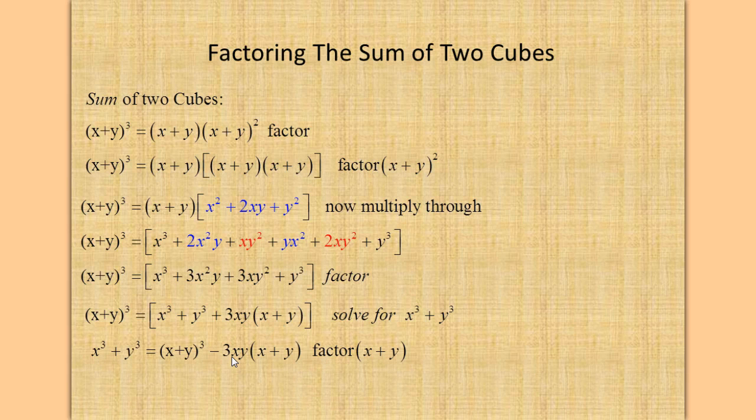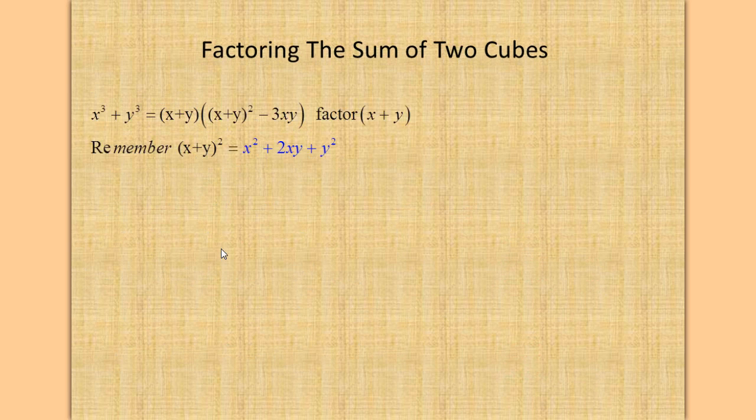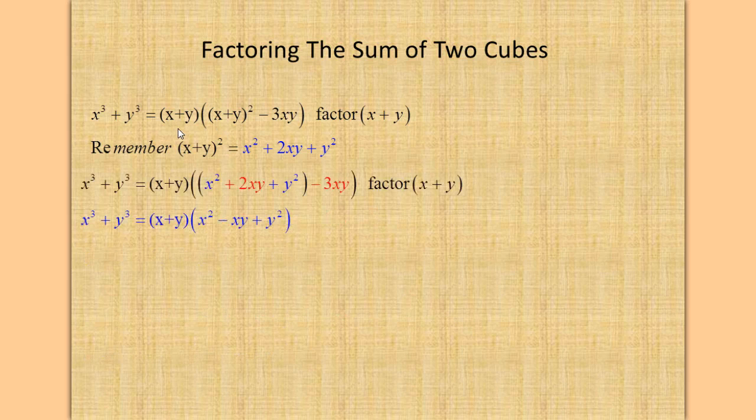Okay. So we move that to the left. And now we have x plus y cubed minus 3xy times x plus y. Okay, so now we have x cubed plus y cubed. We have the sum of two cubes because we had x cubed plus y cubed on the right. So now we can factor out an x plus y. Okay. So we factored out an x plus y. Here, we factored out an x plus y.